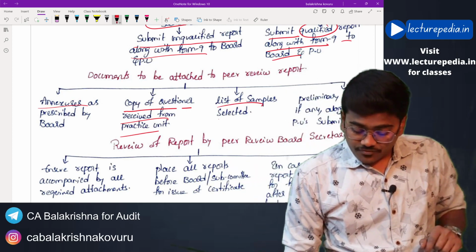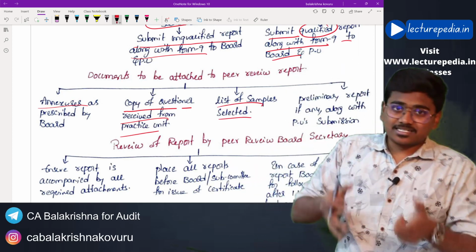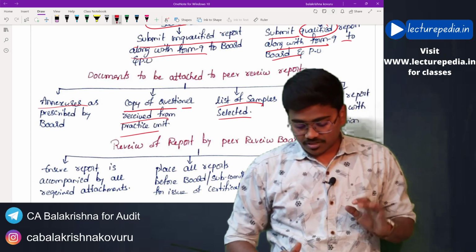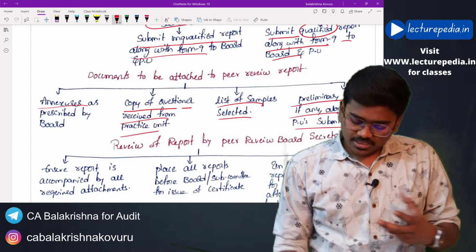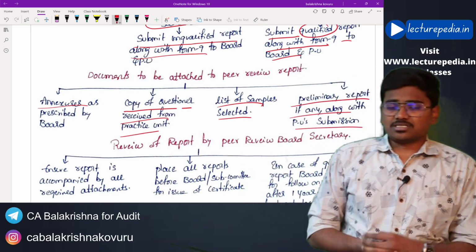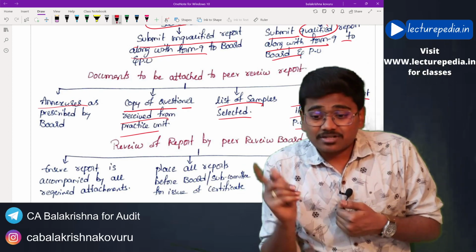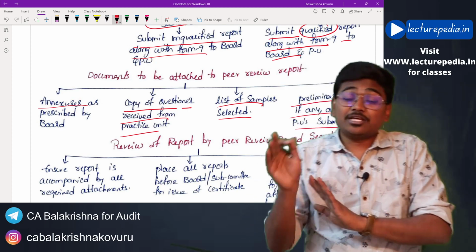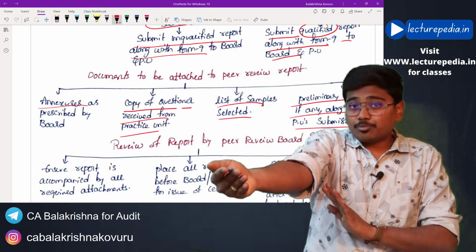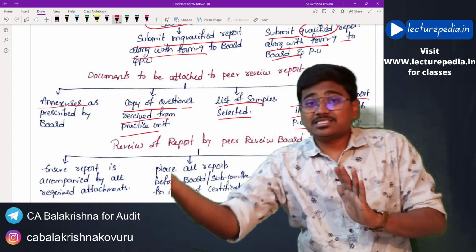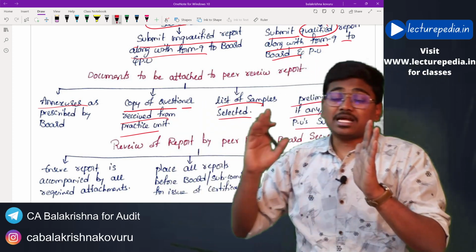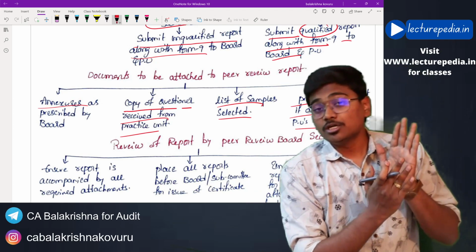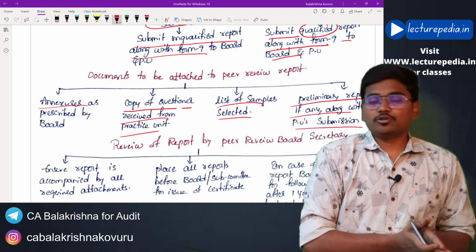Next, the list of samples that the peer reviewer has selected. Even that list has to be attached to the peer review report. Next, the preliminary report, if any, along with the practicing unit's submissions. If the peer reviewer was not satisfied with the systems of the practicing unit, then he would have issued a preliminary report, and for that preliminary report, the practicing unit would have given some replies. Even that preliminary report and the replies given by the practicing unit should be attached to the peer review report. Hope this is clear.